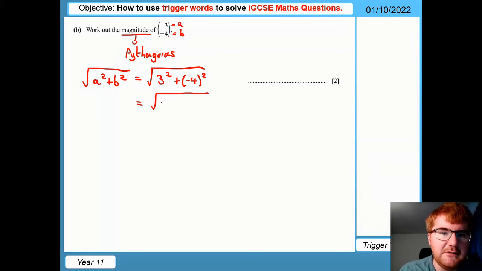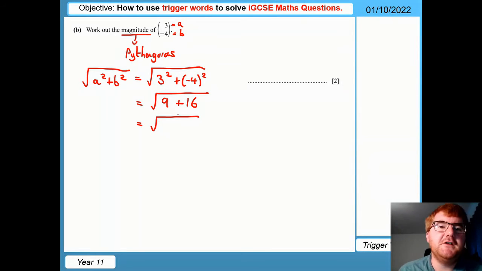So 3 squared is equal to 9. This is where you need to be really careful. So minus 4 times minus 4 is positive 16. Be really careful at that point. Then we just add those together. So 9 plus 16 is 25. And then the square root of 25 is equal to 5.